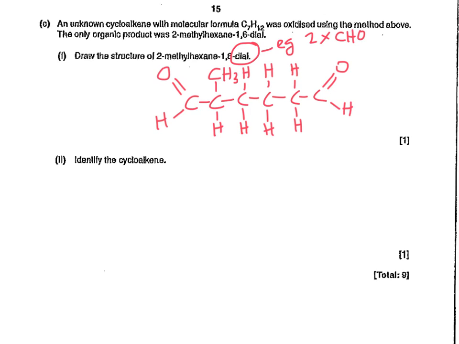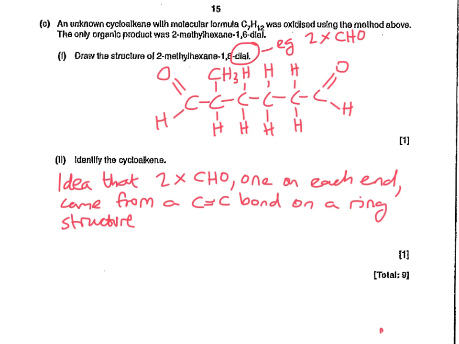So, the final part is actually quite challenging. It says identify the cycloalkene. So to think your way through this, the idea that 2 aldehyde groups, 1 on each end of your molecule at the top of the screen, originally came from a carbon-carbon double bond on a ring structure. So we've got to think about that a little bit laterally here. You can take the long carbon chain and wrap it round in itself like a ring. And by doing that, you create a cycloalkene.